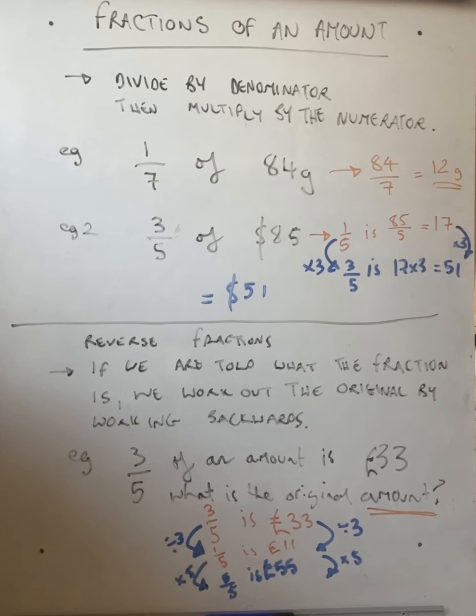And again, you can work backwards, which is just going back through the ribbons. If we started with 55 and we divided it by 5, we'd get 11. That would be 1/5. And then we times it by 3 to get 3/5. We get 33. So reverse fractions are what we say when we're going from a fraction of an amount back to the full part, the original amount.